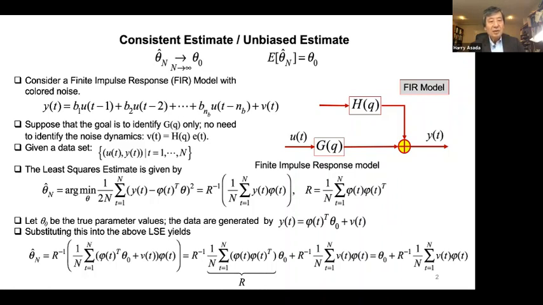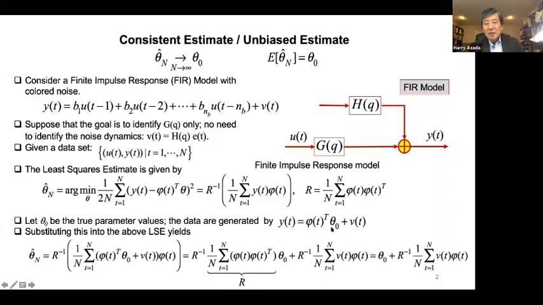FIR has very unique, important properties. Given the data set, you compute the least square estimate, basically ignoring this v(t). Still, you get the unbiased estimate. That's the key point. A quick analysis is this. Let's say the model is correct, and let theta naught be the true parameter values. The data are therefore generated by this formula.